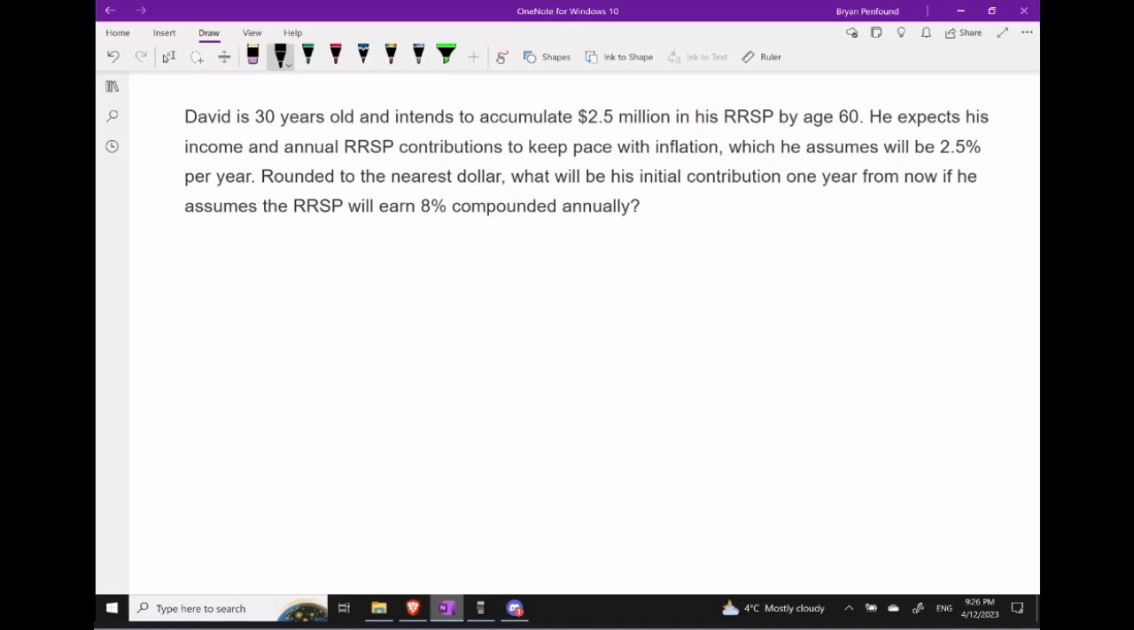Assume David is 30 and he intends to accumulate $2.5 million in his RRSP by age 60. He expects his income and his contributions to keep pace with inflation, which we're assuming is going to be around 2.5% per year. Rounded to the nearest dollar, what's going to be his initial contribution at the end of the year if he assumes the RRSP will earn 8% compounded annually?